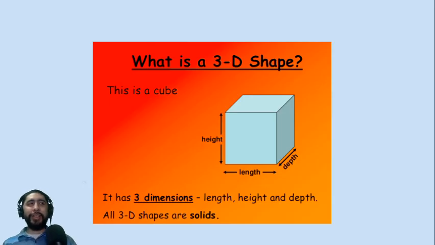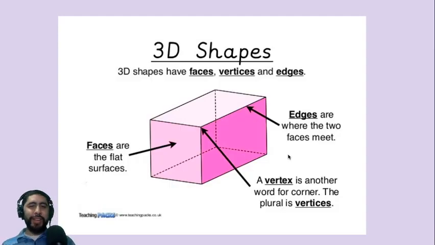And yeah, so it has those 3 dimensions. Each of these is a dimension. The height is a dimension, the length or width is a dimension, and the depth is a dimension. Okay, so 3D shapes have faces, vertices, and edges. Faces are basically the flat part, the part where if you threw a brick on the ground, it would land on the face. A vertex is the corner or a point where 2 or more edges meet.